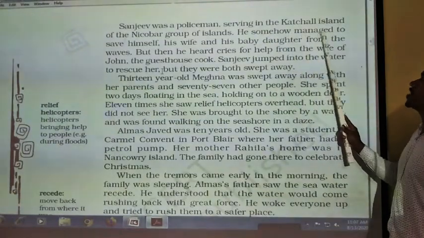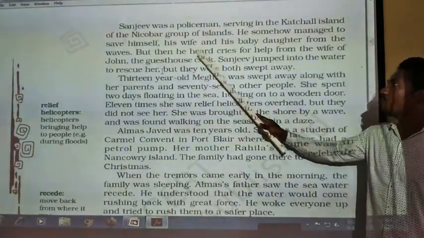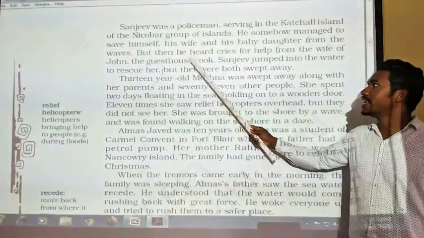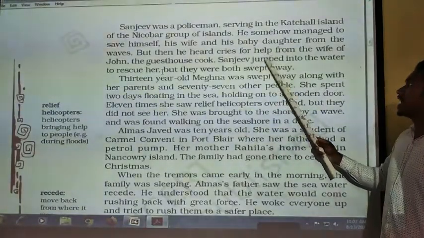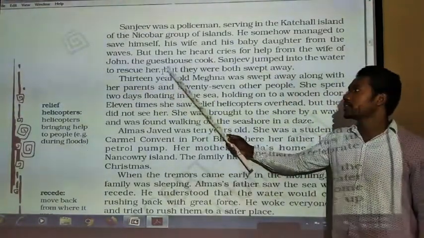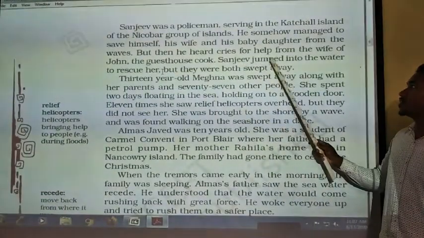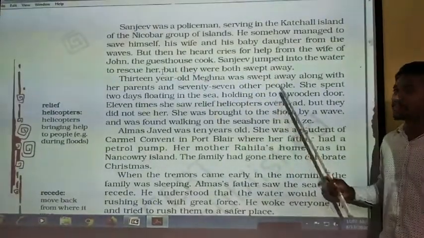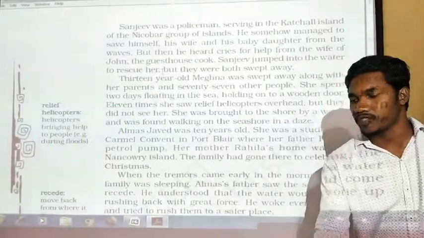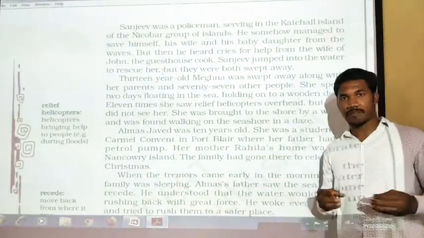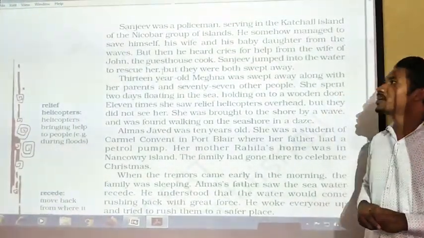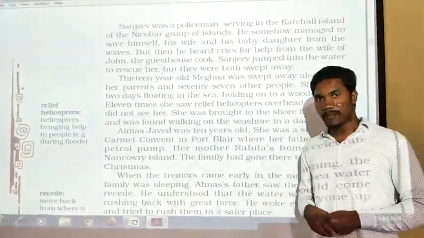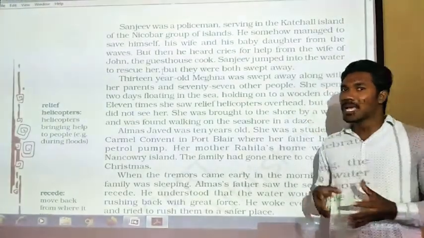He somehow managed to save himself, his wife and his baby daughter from the waves. Okay. But then he heard cries for help from the wife of John, the guest house cook. Sanjeev jumped into the water to rescue her, but they were both swept away. So here, what happens to Sanjeev? Sanjeev is one of the policemen serving in the Kachal, in the Nicobar group of islands. So when the tsunami came, somehow he could save his life, his wife and his baby daughter.